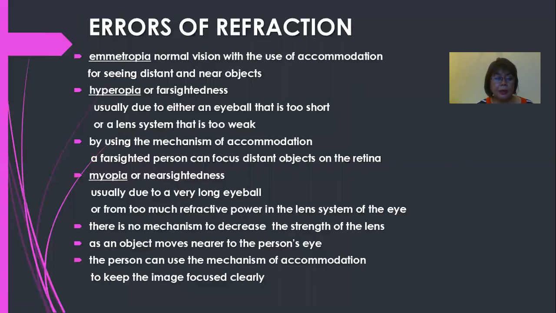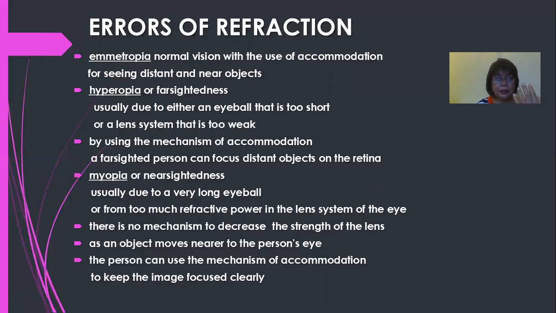In myopia or nearsightedness, this is usually due to a very long eyeball or from too much refractive power in the lens system of the eye. There is no mechanism to decrease the strength of the lens. You cannot decrease it. If it's already very thick, you cannot decrease the thickness. You can only thicken a thin lens. But if it's already naturally thick, you cannot make it thinner. The person can use the mechanism of accommodation to keep the image focused clearly only for near vision.